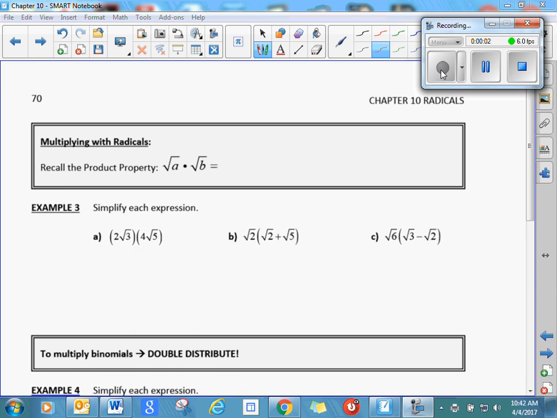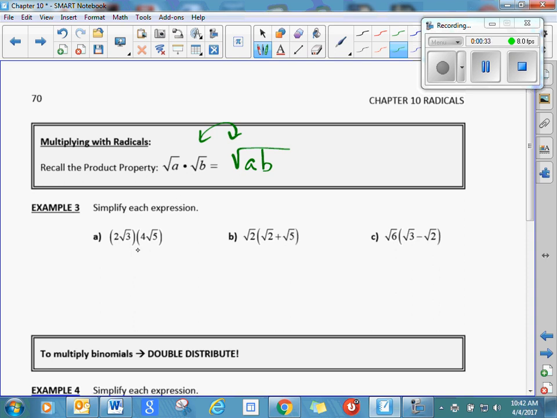Okay, let's do multiplication with radicals on the next page, page 70. We're going to continue to use this product property where we can split factors apart and put them under radical signs, or we can put them back together again. So if they're separated, you can say, I'm going to put it under one radical sign and multiply them together, or if they're under one, you can split it up and make it two. So that's what we're going to do.